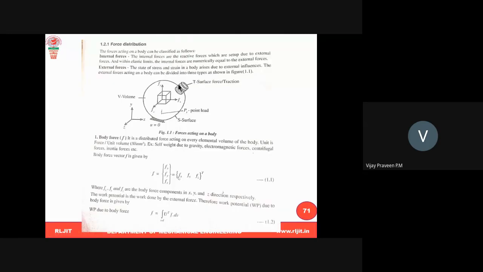But here the sign convention we are using is minus. All these work potentials are minus. When we use a minus sign convention for work done, what does it mean? You have usually heard this in the thermal subject.